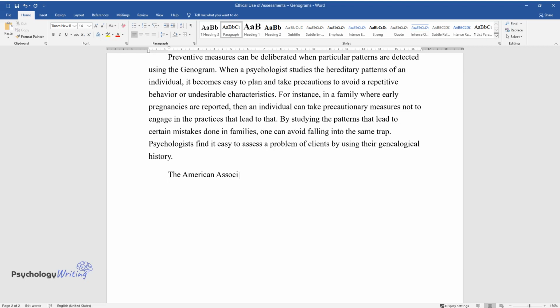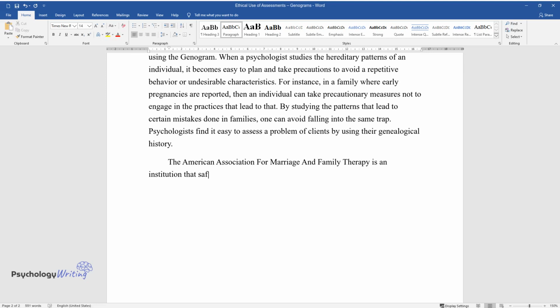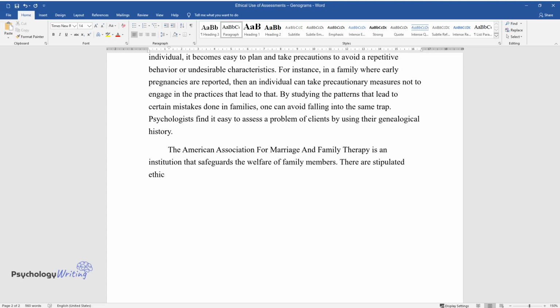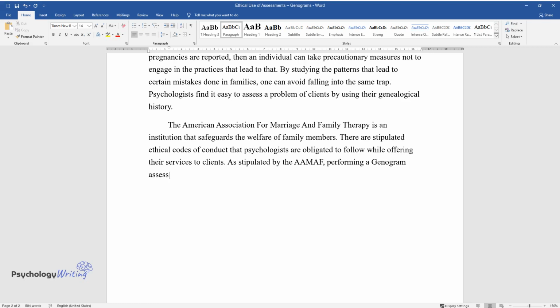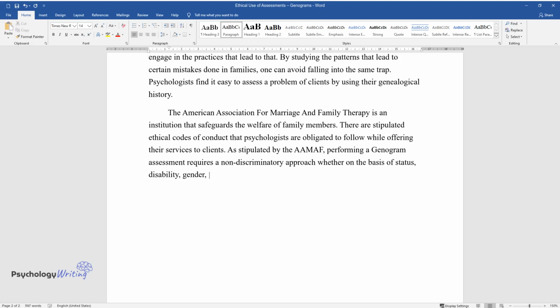The American Association for Marriage and Family Therapy is an institution that safeguards the welfare of family members. There are stipulated ethical codes of conduct that psychologists are obligated to follow while offering their services to clients. As stipulated by the AAMFT, performing a genogram assessment requires a non-discriminatory approach whether on the basis of status, disability, gender, sexual orientation, nationality, or other factors.